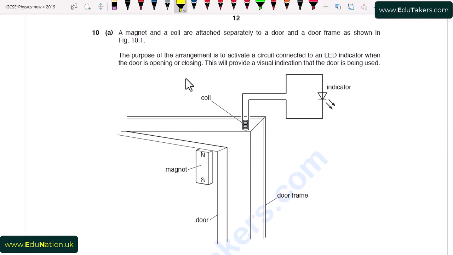Question number 10, part A. A magnet and a coil are attached separately to a door and a door frame as shown in figure 10.1. The purpose of the arrangement is to activate a circuit connecting to an LED indicator when the door is opening or closing. This will provide a visual indication that the door is being used.